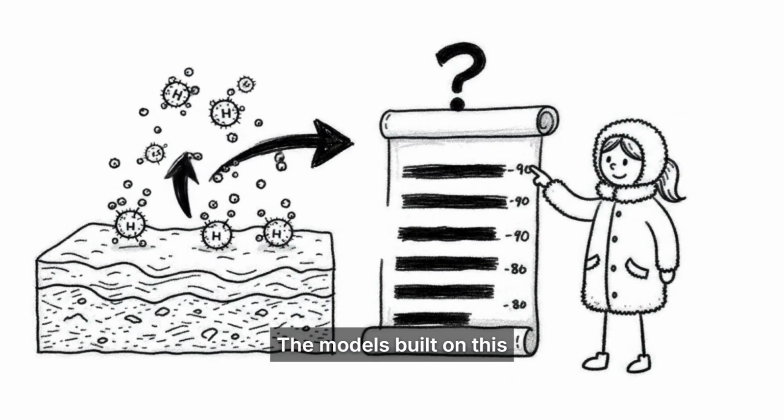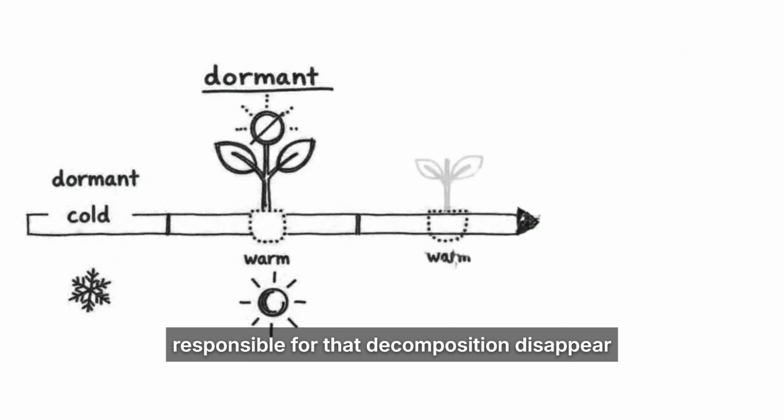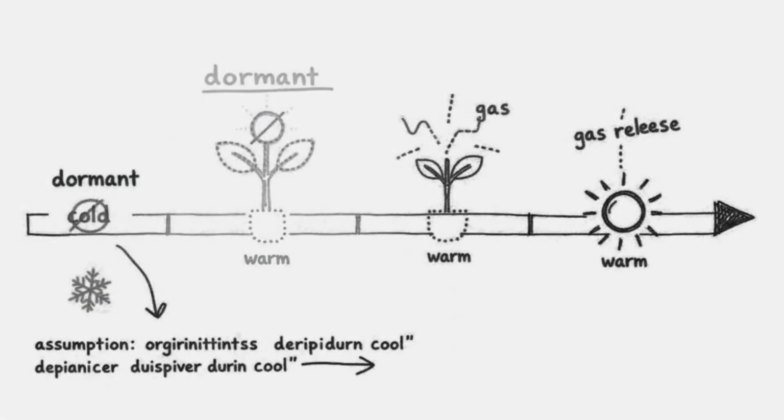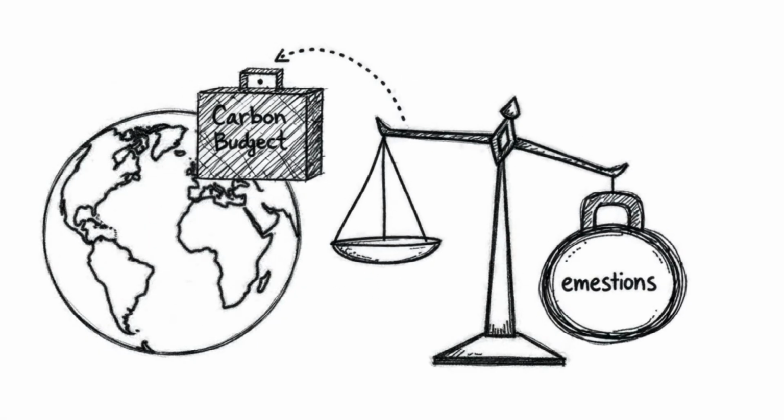The models built on this timeline assume that the organisms responsible for that decomposition disappear or go dormant during cold phases. The carbon budget of the entire planet hangs on that assumption.